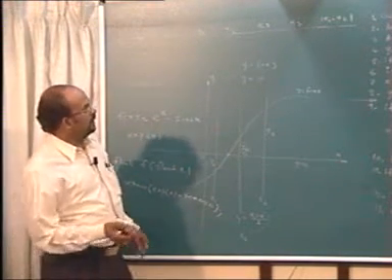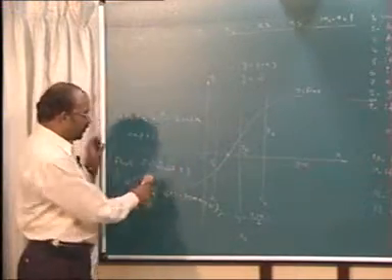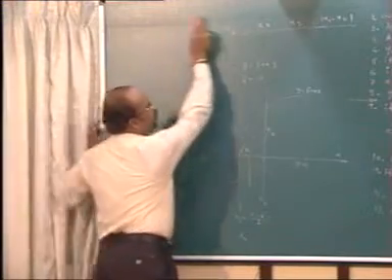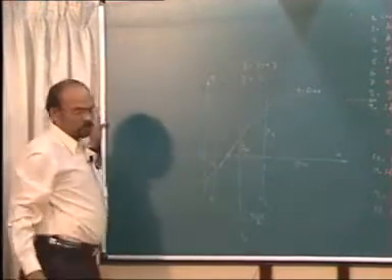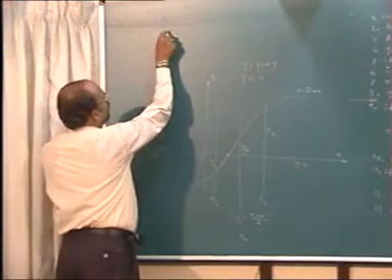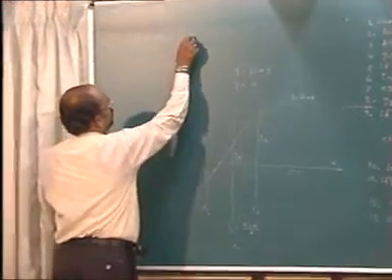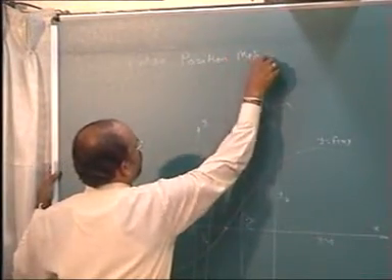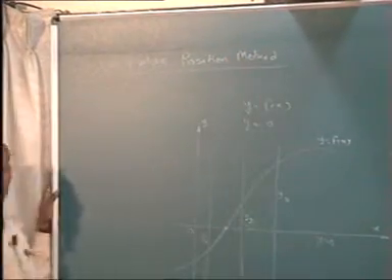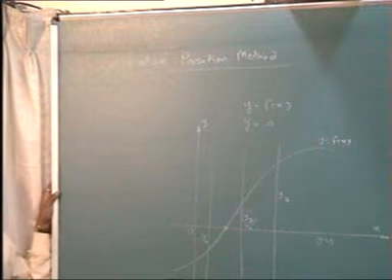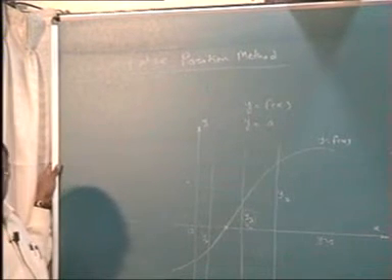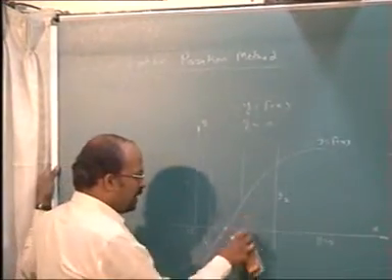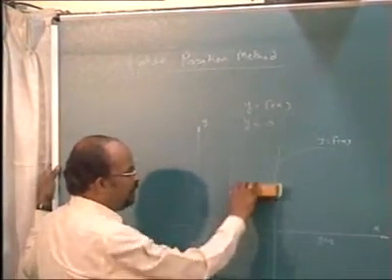Okay. The second method is called the false position method. False position method. Now in false position method, we will again start with the same thing, with the interval.